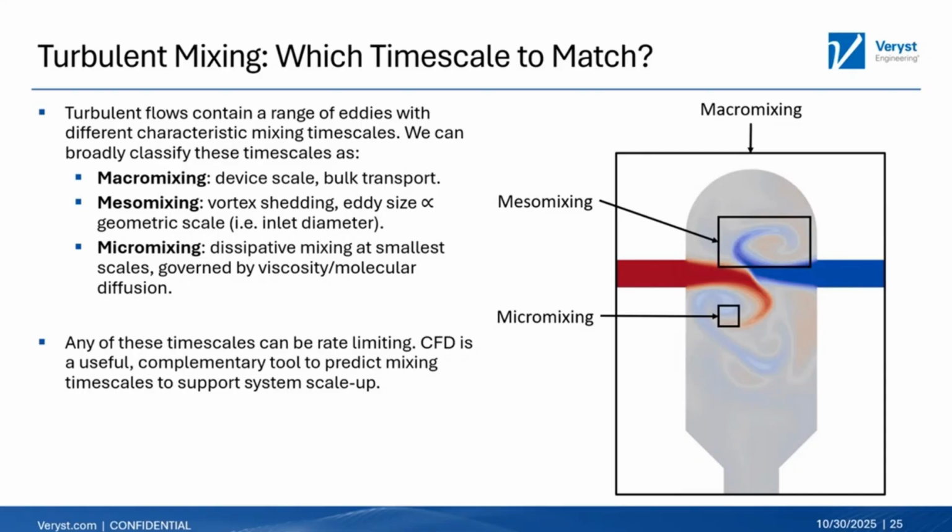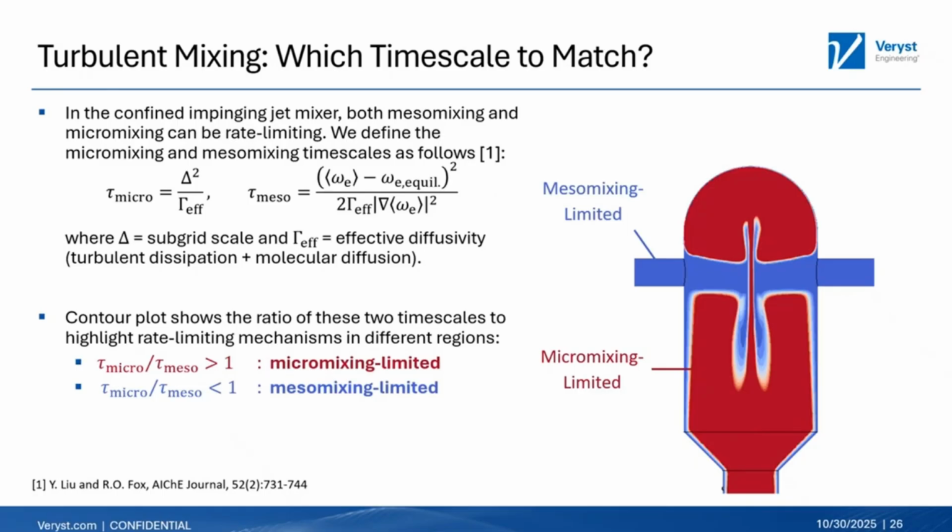Now, any of those can be rate limiting, and so what we do is develop a way to look at where in our system we are limited by micromixing and where we are limited by mesomixing. As you might expect, at the impingement plane and in the bulk of the main flows, what we're showing in blue here are regions that are mesomixing limited. And in red, where the turbulence is well developed, we are micromixing limited. And so using this as a guide, we can help understand strategies to, for instance, drive those mixing timescales down, and try to reduce the overall mixing timescale for our process efficiency.